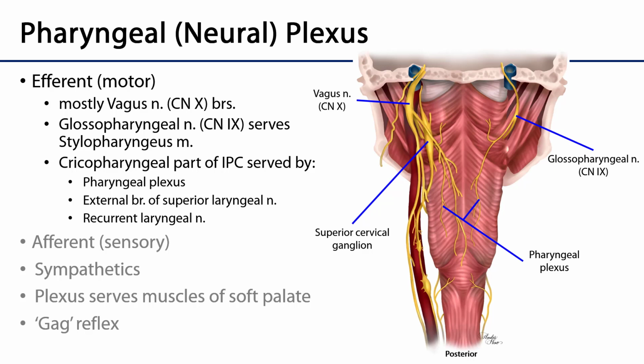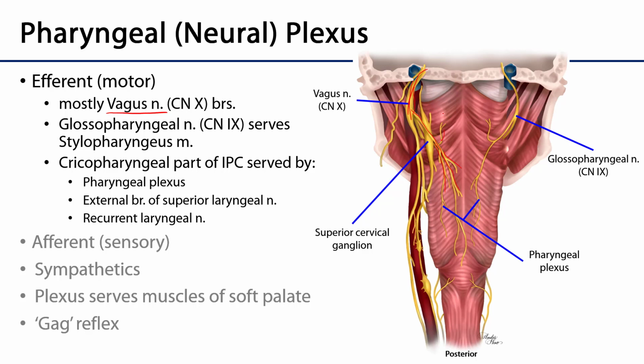This is a neural plexus that has three major constituents, but let's start with the efferent portion of this plexus. The efferent portion of this plexus is mostly cranial nerve 10, the vagus nerve. So recall the vagus nerve exits through the jugular foramen. Here is one of the ganglia of the vagus nerves there. And we can see it sending branches posteriorly. So these are going to be efferent branches participating in that pharyngeal plexus.